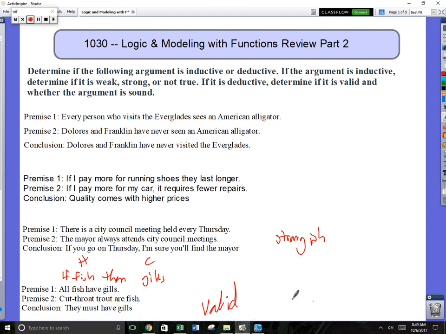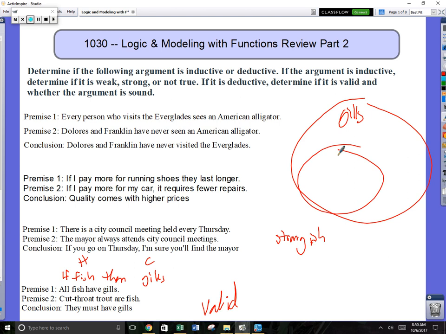So this is going to be valid. If we set up our Venn diagram, the conclusion's your big world. So anything that's got a gill lives in this world. And in that world there is a subset of a species of fish. And premise number 2 says cutthroat is a fish, so I live there. I know exactly where to put him. So it is valid. And he must have gills.